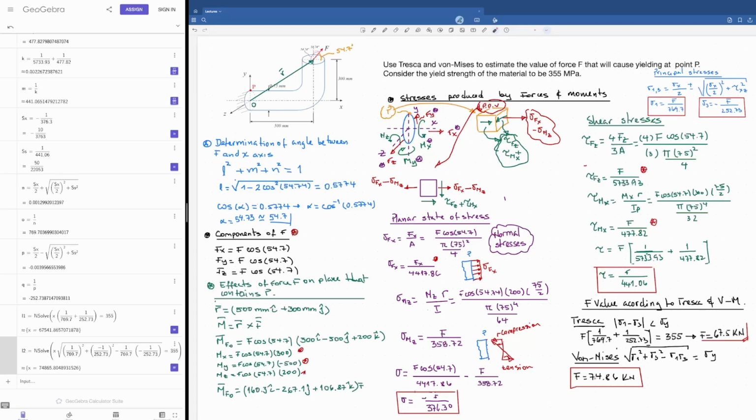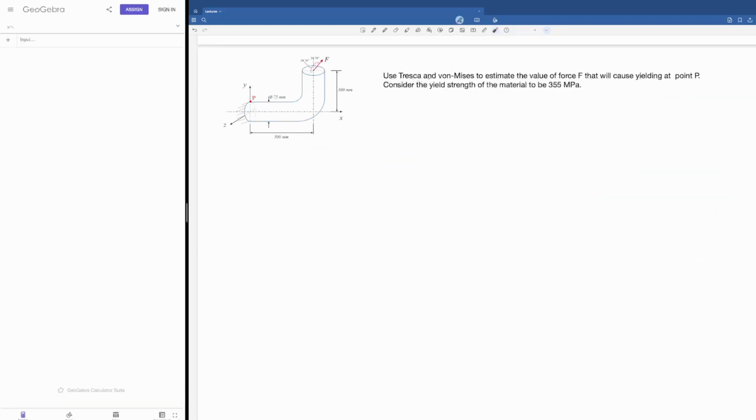So let's go to the beginning of the problem. The problem says to use Tresca and von Mises to estimate the value of force F, this one here, that will cause yielding at point P here. Consider the yield strength of the material to be 355 megapascals.